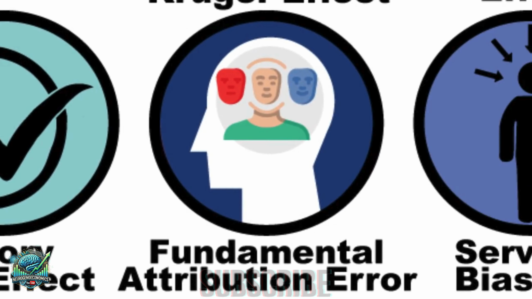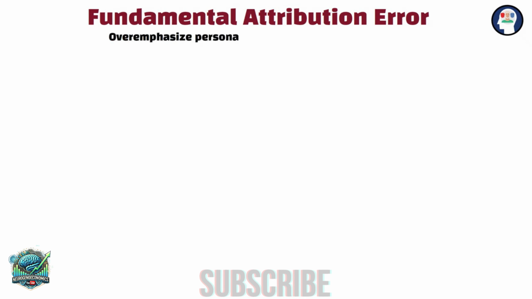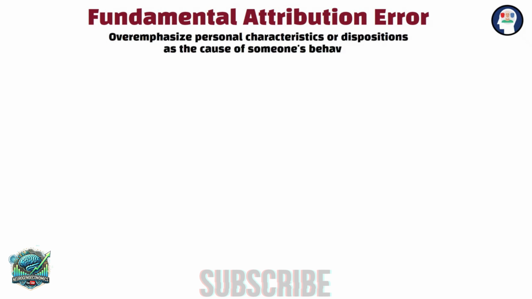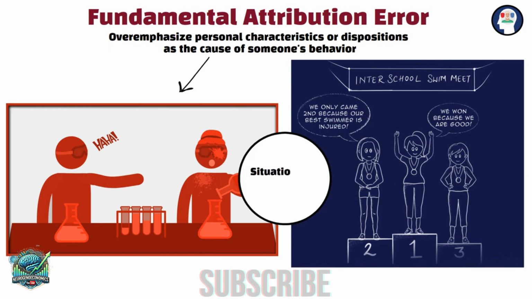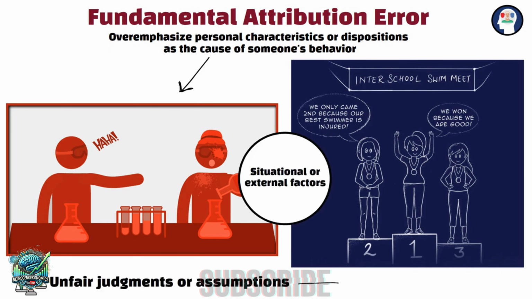Fundamental attribution error. The fundamental attribution error is the tendency to overemphasize personal characteristics or dispositions as the cause of someone's behavior, while underestimating the influence of situational or external factors. This bias can lead to unfair judgments or assumptions about others' motivations or actions.